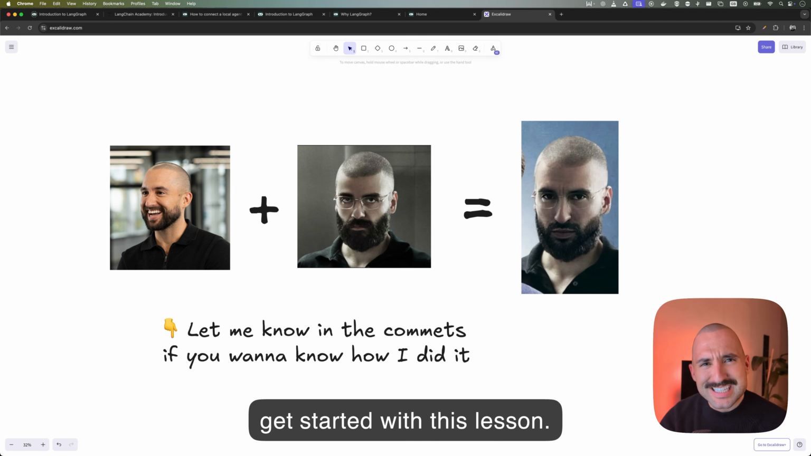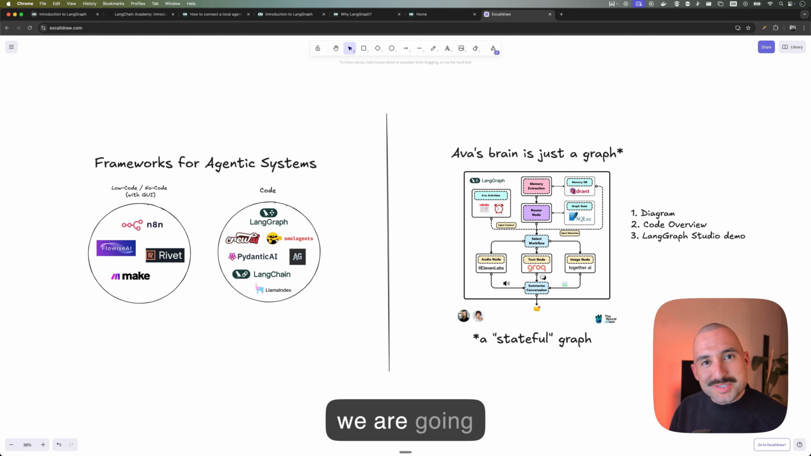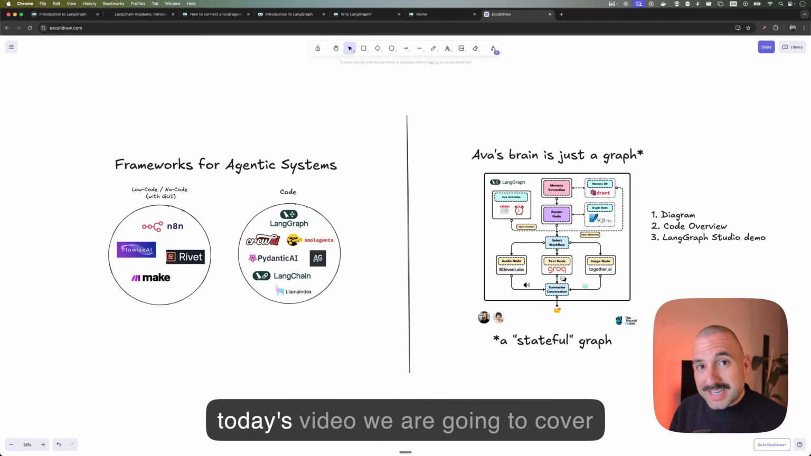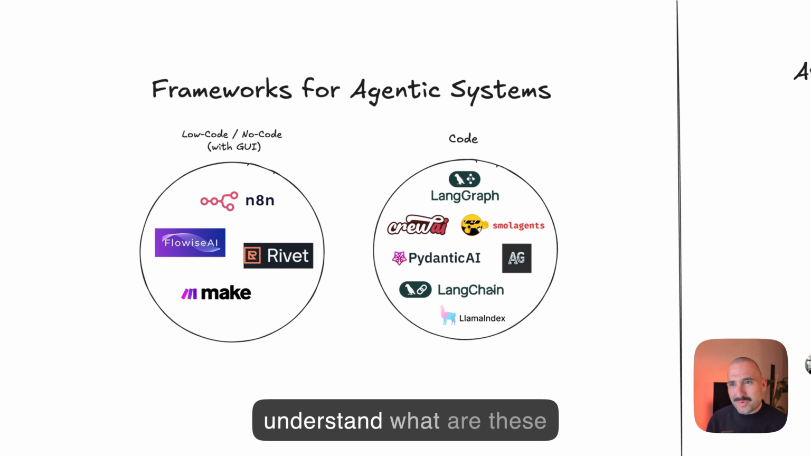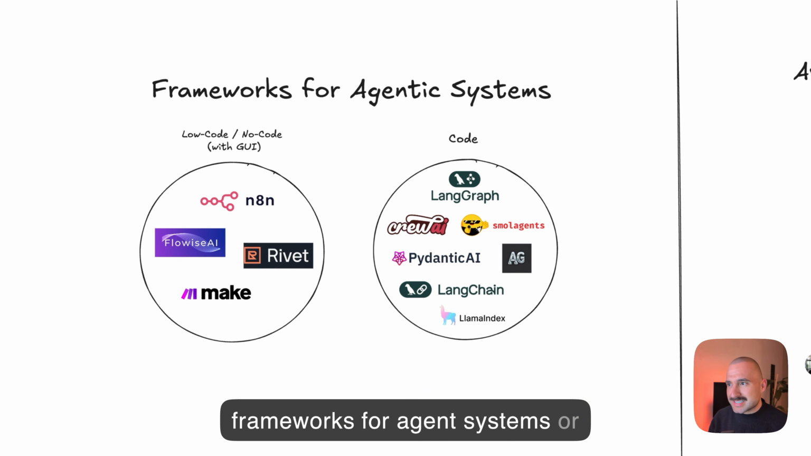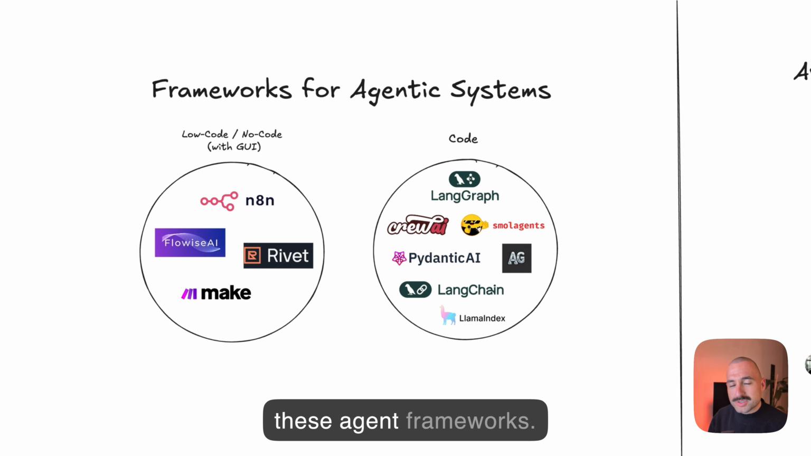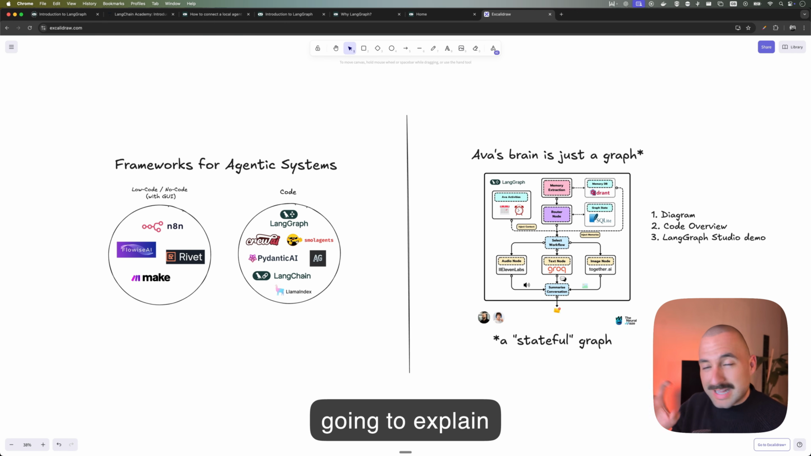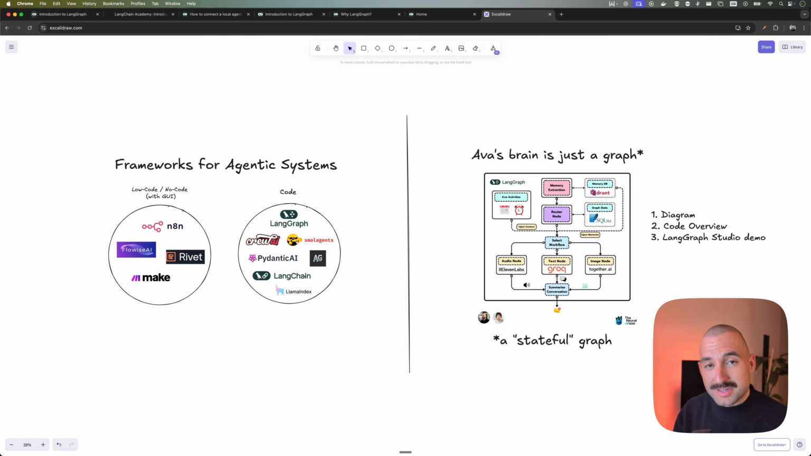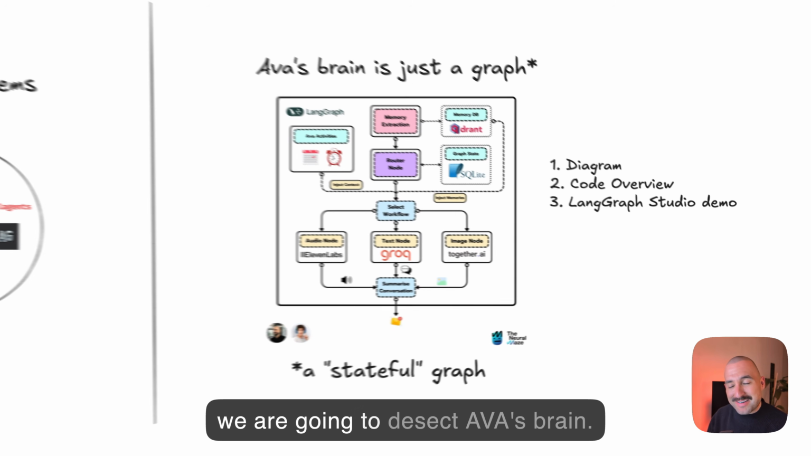Let's get started with this lesson. So welcome to lesson 2 of this course, Ava, the WhatsApp agent. In today's video, we're going to cover two things. At first, we're going to understand what these frameworks for agentic systems, or agentic frameworks, are, and I'm going to explain here why we chose to build Ava using LangGraph. And then when that's clear, we're going to dissect Ava's brain.